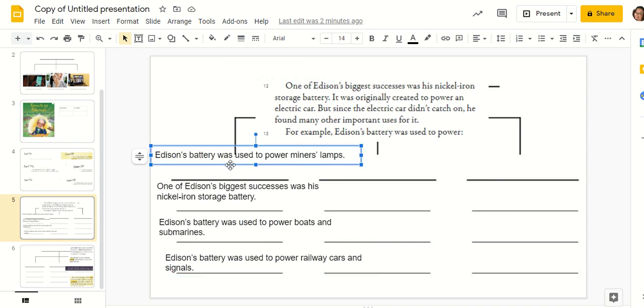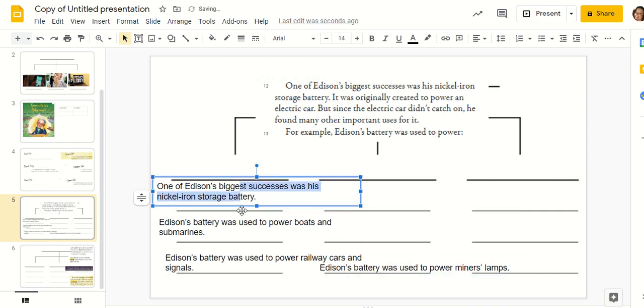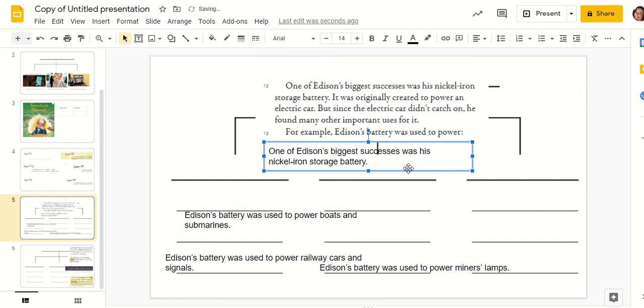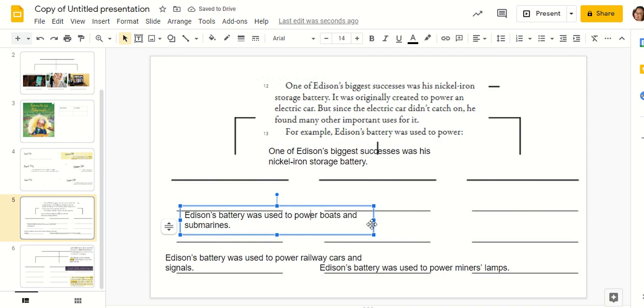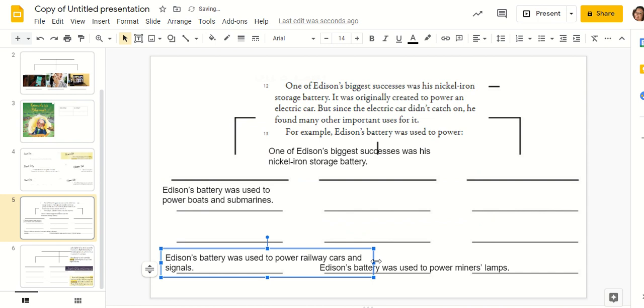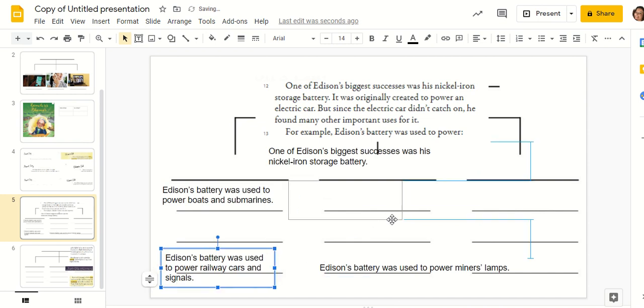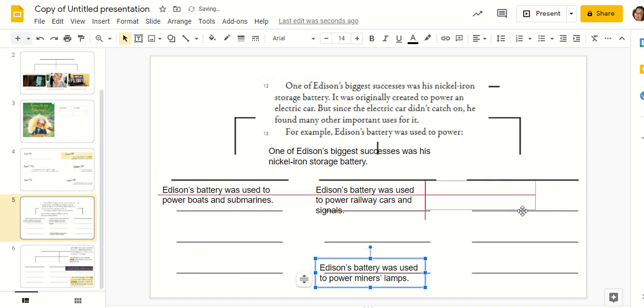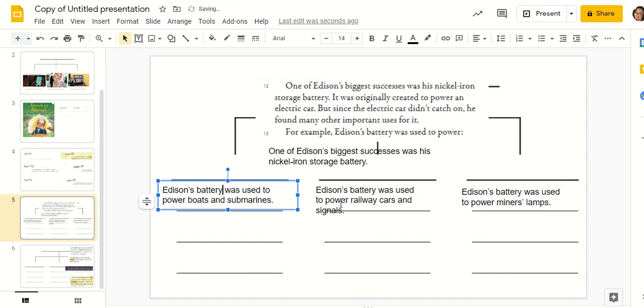So I can tell that the main idea would be one of his biggest successes was his nickel iron storage battery, which happens to be the first sentence of the paragraph. And it's not always that way, but a lot of the time the authors tend to put the main idea or the central idea of a new paragraph as the first sentence. And then these three sentences would be the supporting details. These all prove that his battery was important or successful.